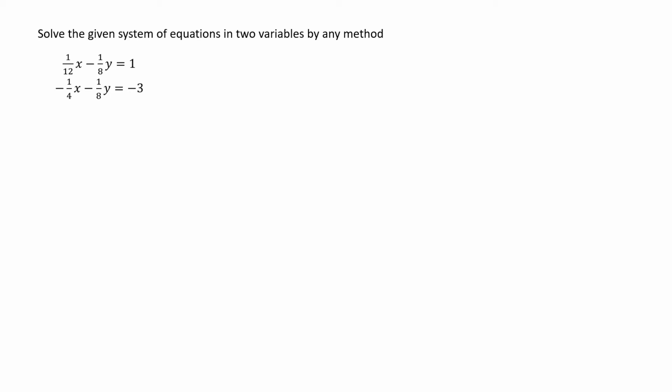So for the first one, my denominators are 12, 8, and 1, right? So I need to find a number that 12, 8, and 1 all go into. Well, I know that 12 goes into 24 2 times, 8 goes into 24 3 times, and 1 goes into 24 24 times. So I'm going to multiply that whole thing by 24 over to the side. So 24 over 1 times 1 over 12 minus 24 over 1 times 1 over 8. Now remember, I have to multiply it by every single one.